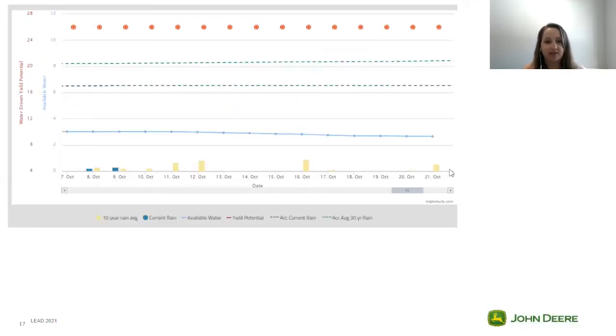So this is at time of extraction. The probe was taken out of the field October 21st, and we can see that with no rains occurring, our 30-year average is quite a bit higher than our current accumulated rainfall. We still have the dry topsoil or drought warning along the top, and our crop available water is sitting low.